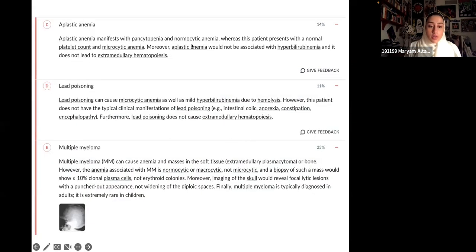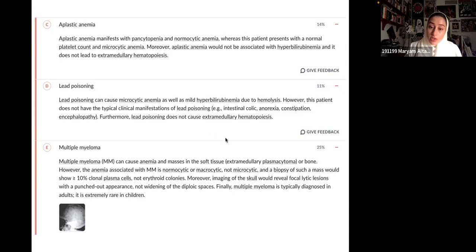And so these are the other options that we had. So aplastic anemia. Aplastic anemia is going to present with pancytopenia. However, this patient has a normal platelet count. So it doesn't make sense. You can't say it's aplastic because all of the cell lines would be low, not just RBCs. It's not just anemia alone, although the name might be kind of confusing.